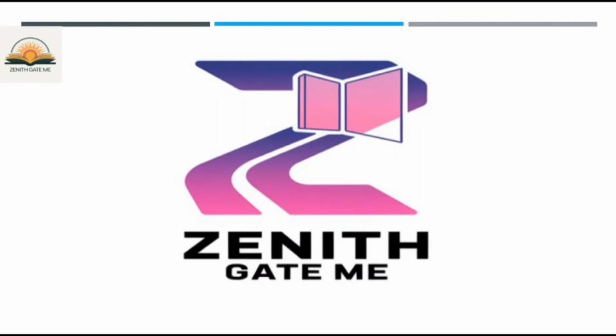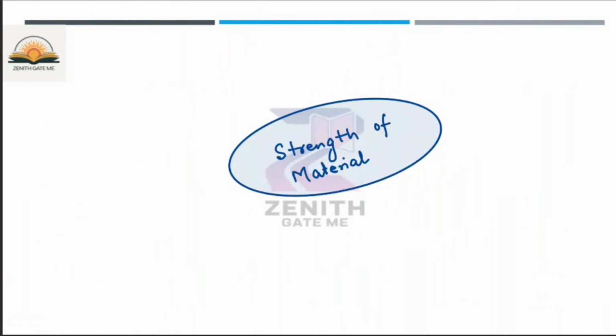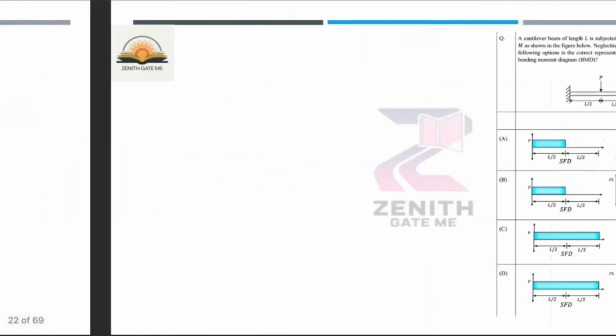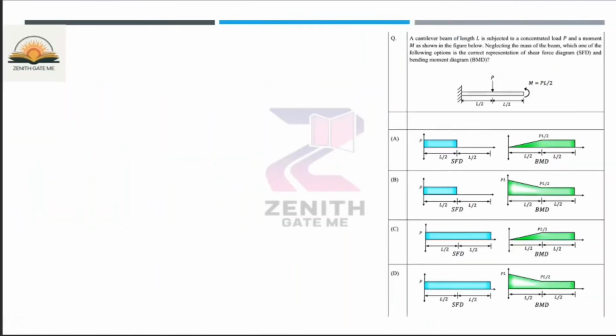In this session I will talk about the solutions for those problems which came into the GATE 2026 mechanical paper. Let's move to the next. What are the questions that they have asked from the strength of material subject? The first question they have asked is from the SFD and BMD. They have given one particular cantilever beam which is subjected to various loading conditions. One is the point load, another is the moment. You have to identify out of these four options which one will be the correct shear force diagram and the correct bending moment diagram.